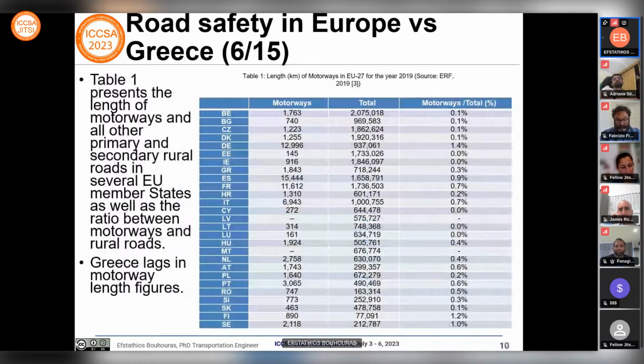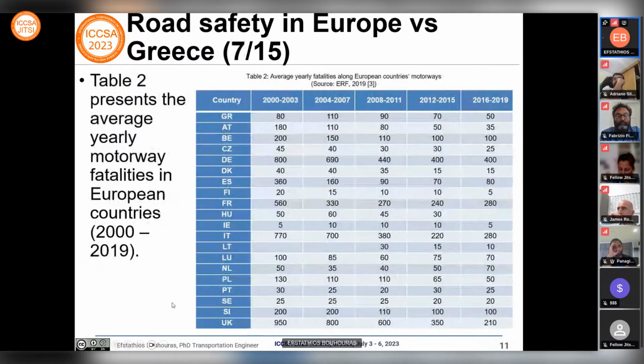About some figures, you can see in table 1 the length of motorways in EU 27 for the year 2019, which was the best year for which we could find statistics. You can see here Greece, the percentage of motorways as compared to the total road network, primary and secondary. We lack in motorway length, but we still try to improve this part of our road network.